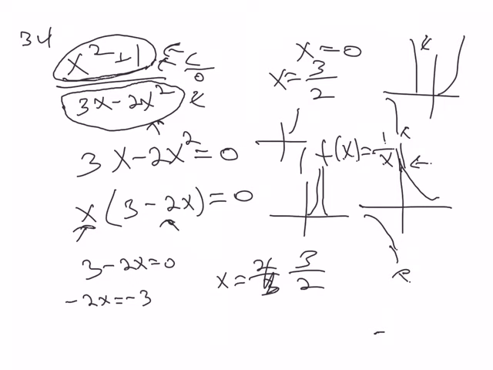So the way to do this is to take the limit, or really to check. Let's just take the limit from the positive side, from the negative side, and so on. So let's do this for 0 first: the limit as x approaches 0 of (x squared plus 1) over (3x minus 2x squared).